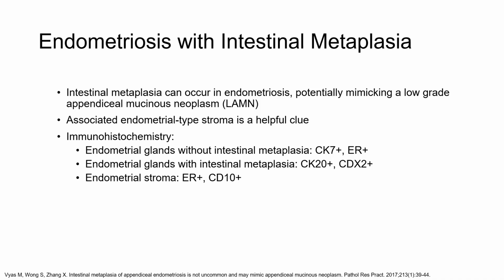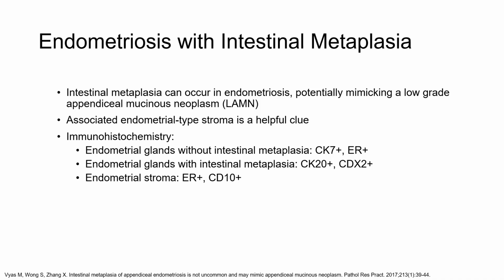In terms of immunohistochemistry, endometrial glands that lack intestinal metaplasia are typically going to be positive for CK7 and ER. However, when they develop intestinal metaplasia, they will instead express CK20 and CDX2, which are typical markers of colonic or appendiceal epithelium.